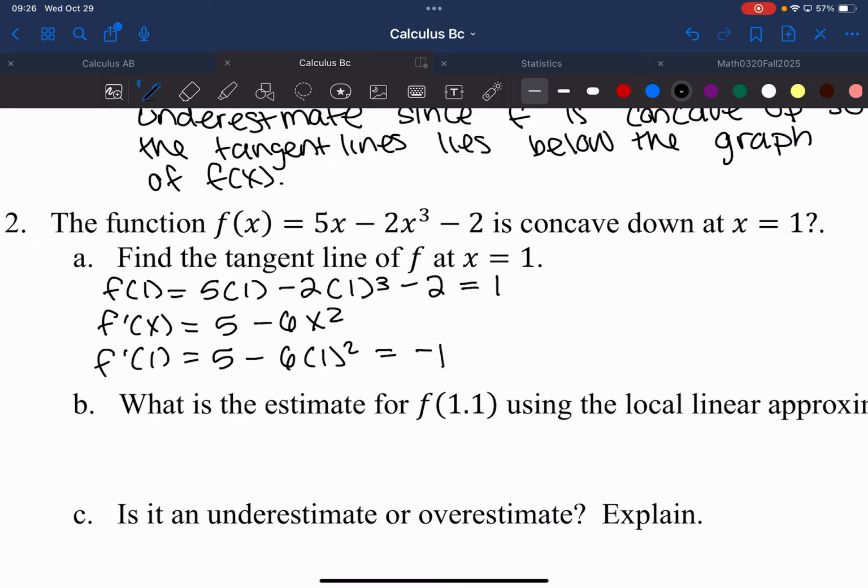So now we have a point and we have a slope, and so we can use the point slope formula to write the tangent line. So we would have y minus 1 is equal to negative 1 times (x minus 1). And that would be our answer.